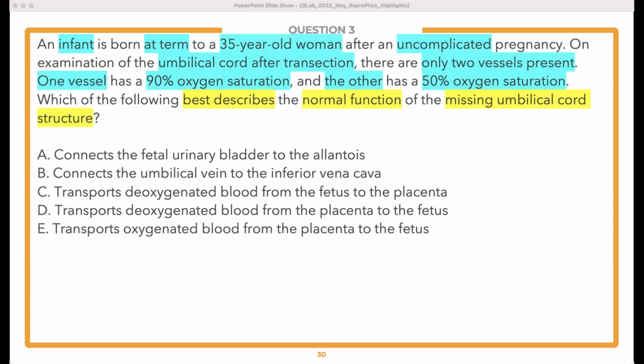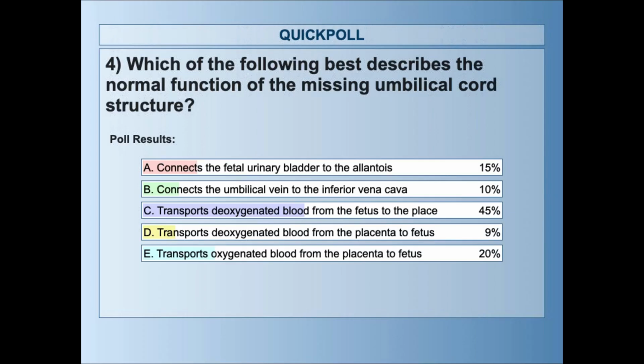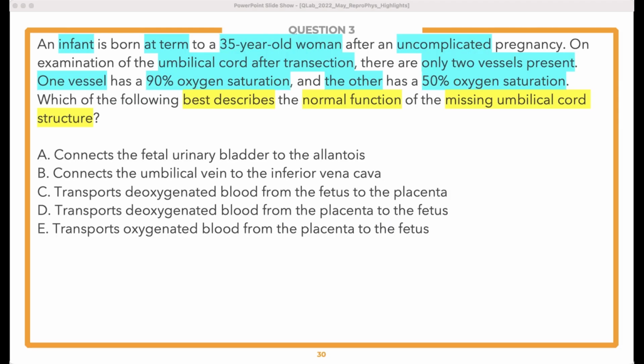And as has been the case for much of the night, sort of a consensus favorite here. In this case, consensus behind answer choice C. It transports deoxygenated blood from the fetus to the placenta. Sorry that got cut off, but about 45% of you were behind that one, and about 1 out of 5 of you were thinking it's answer choice E, transports oxygenated blood from the placenta to the fetus. Okay, so let's hide those results and have our big reveal for our final question of the night.